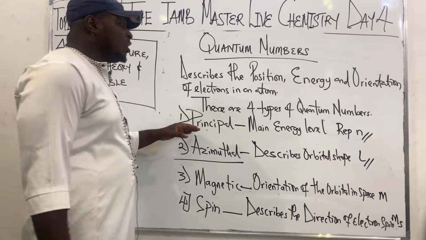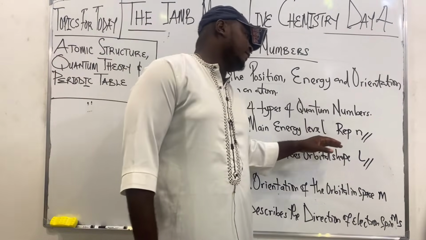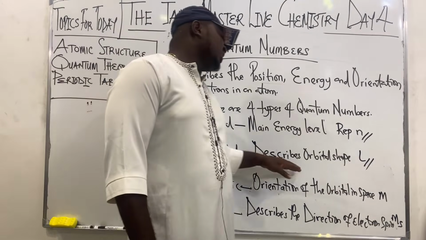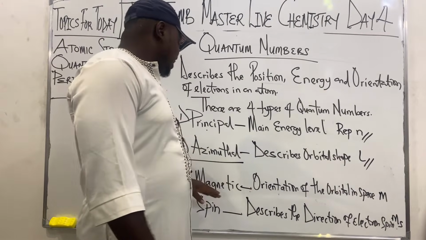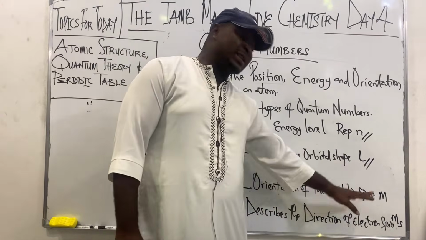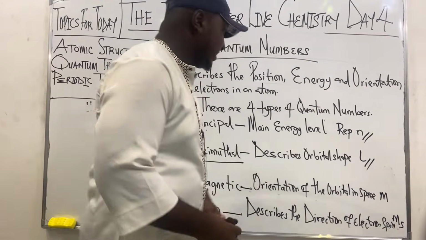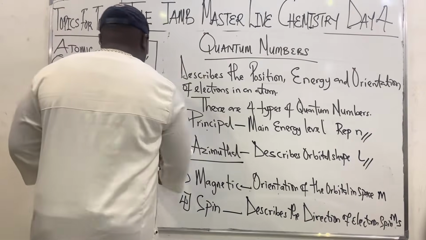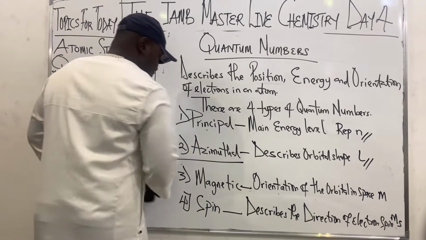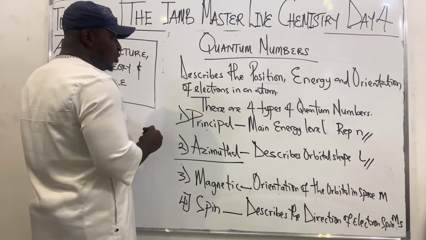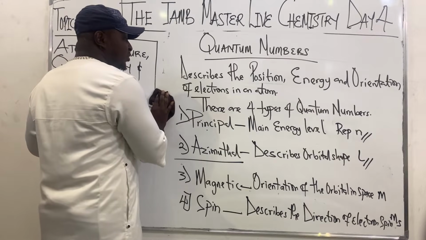So, class, the principal quantum number is one that shows the energy level. The azimuthal describes the orbital shape. The magnetic shows the orientation of the orbital in space. The spin describes the direction of the electron spin. Well, but that's not all. There's something we must know, class. And before we know that, I have to clean.